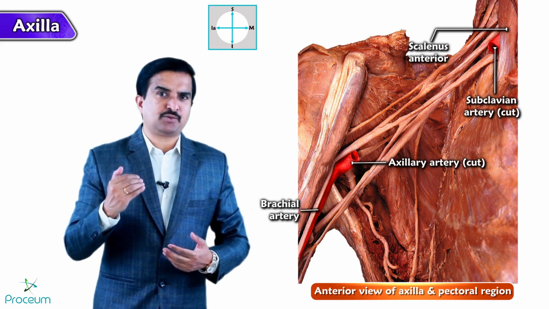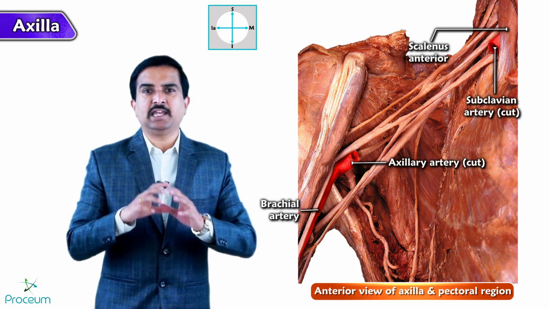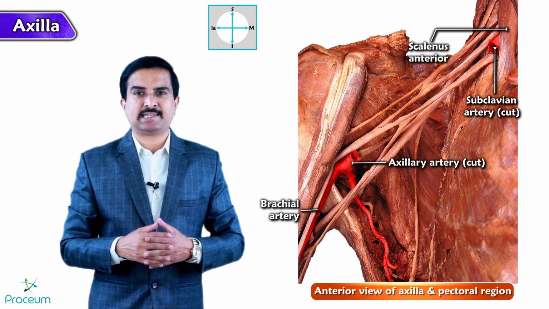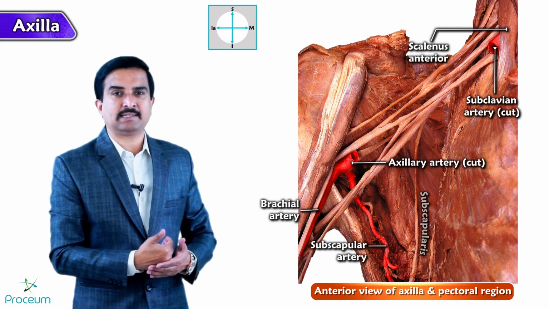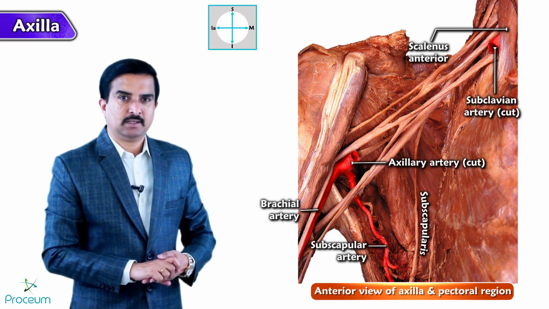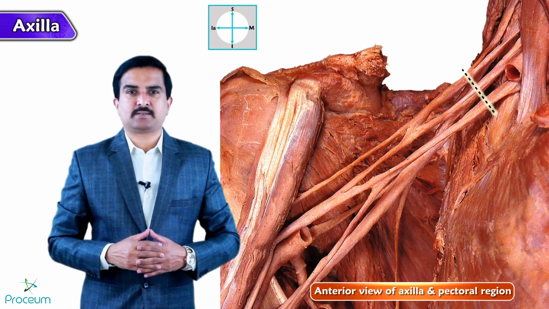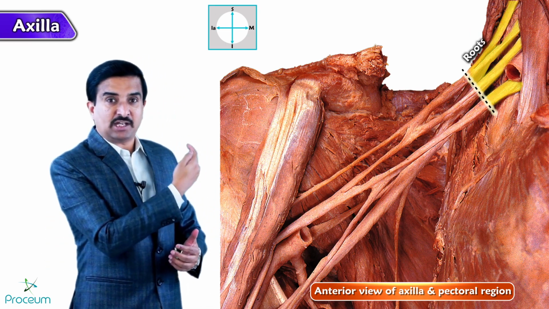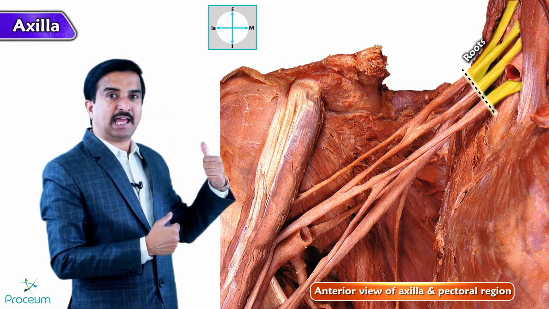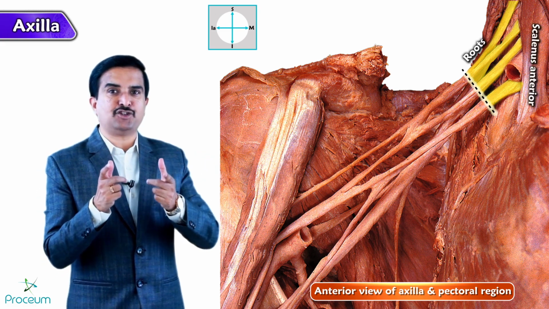Before entering the arm, it gives off a branch called the subscapular artery, which overlies the muscle called subscapularis. Starting with the roots, we can see the roots of the brachial plexus, which are emerging from the lateral aspect of the scalenus anterior muscle.